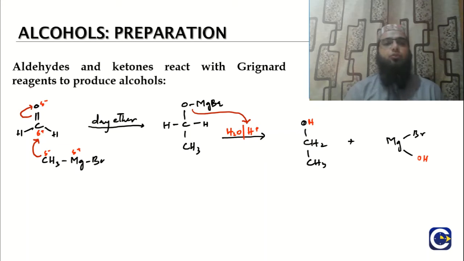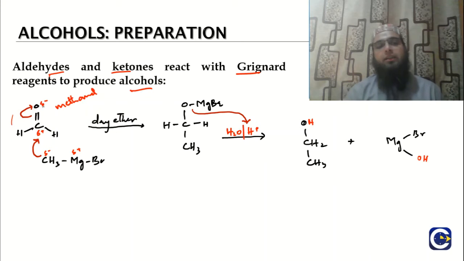Now let's look at how we can prepare alcohols from the Grignard reagent. Aldehydes and ketones are used as substrates which react with the Grignard reagent and produce alcohols. Here is a simple example with mechanism. We have taken an aldehyde, methanal, the IUPAC name, or commonly formaldehyde, in which the carbonyl carbon is attached to two hydrogens.